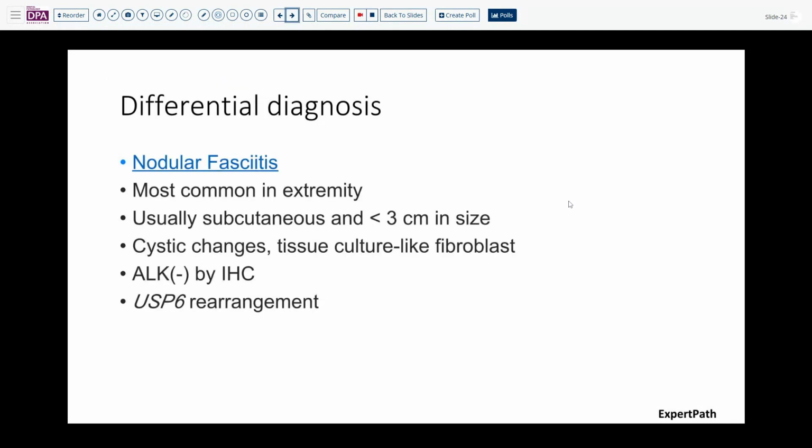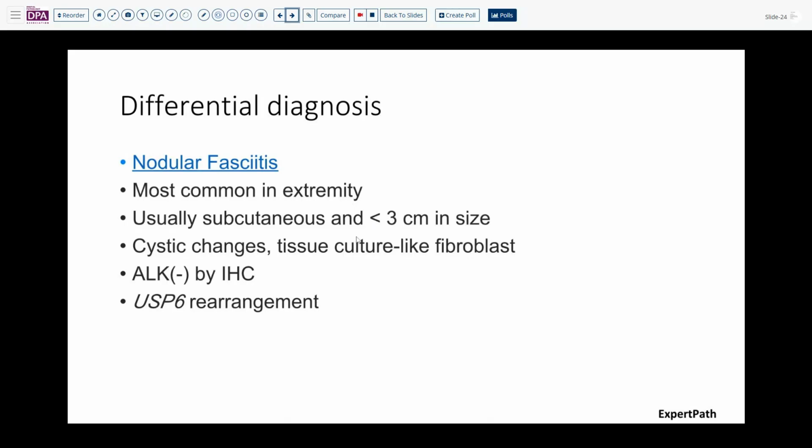So for the differential diagnosis, I think the most important one is nodular fasciitis, because they have a lot of overlapping features. So for the IMT, they usually happen in the trunk and in internal organs like lung. But for nodular fasciitis, they usually happen in the extremity, because one of the hypotheses is that trauma or something can induce nodular fasciitis. So sometimes we can see it in the breast. And they are usually smaller, less than 3 centimeters.